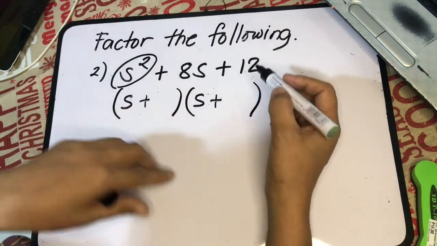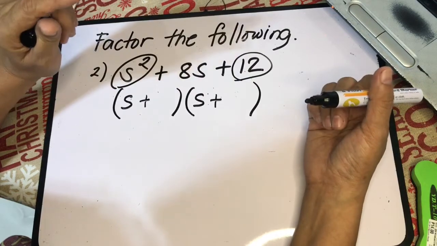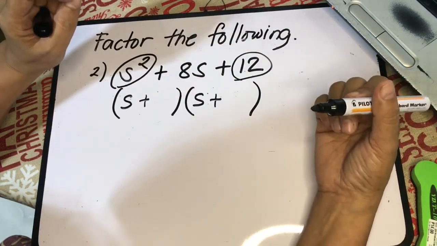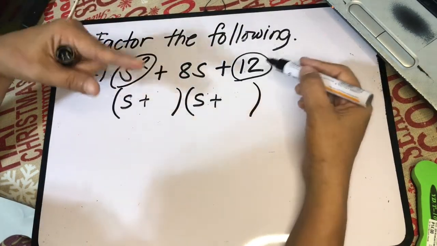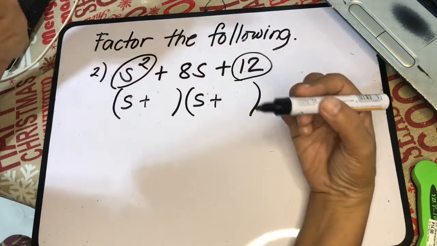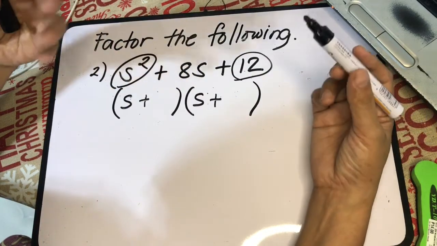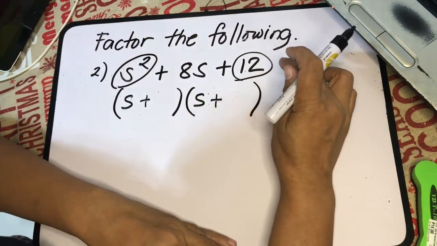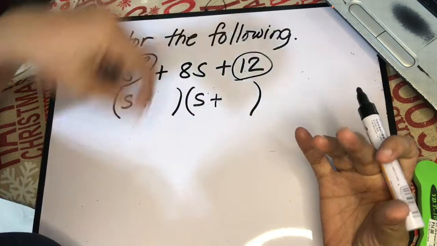Okay. After that, huwag niyong titignan muna yung ating middle term. So, look at the last term or the constant term. Then, try to ask yourself what is the factor of 12 na pag inad mo will give you 8. Okay. So, these are the questions you're going to ask yourself. Ano ang factor ng 12 na kapag inad mo ay 8?